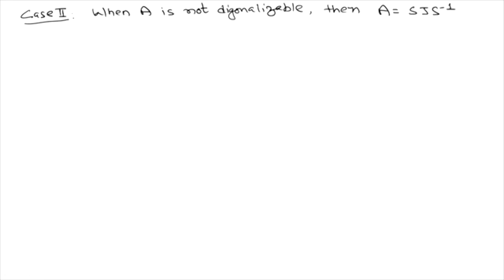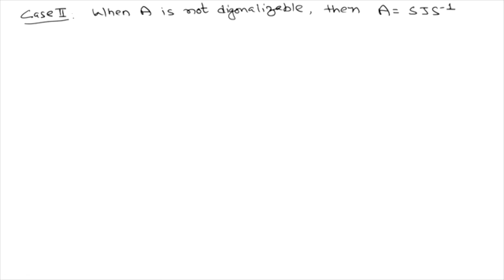Now, consider the second case. In the first case, we considered that A is a diagonalizable matrix, but suppose A is not diagonalizable. Then we can use the Jordan canonical form of A for finding the function of A. Case 2, when A is not diagonalizable: by the Jordan canonical transformation I can write A equals S J S inverse, and how to calculate it you have learned in the previous lecture.